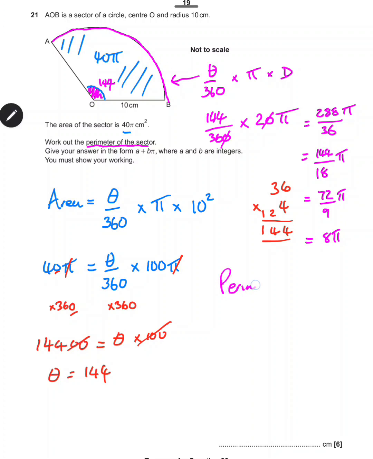The perimeter is going to be 8 pi, this arc length, plus 10, which is plus 20. Just double check. It says a plus b pi. If you want, I can say that's 20 plus 8 pi.